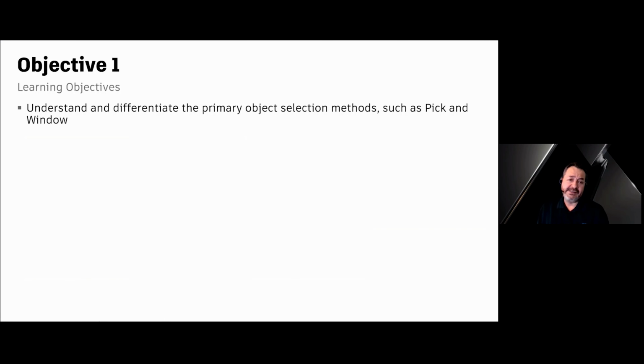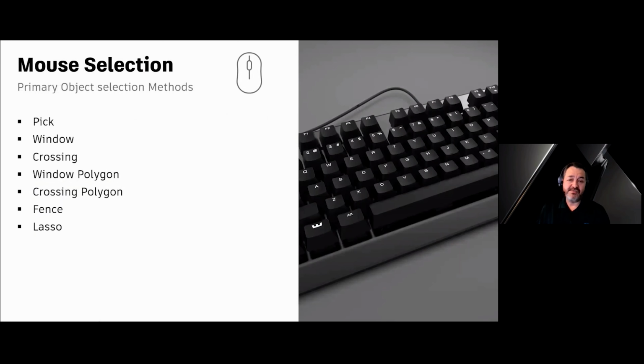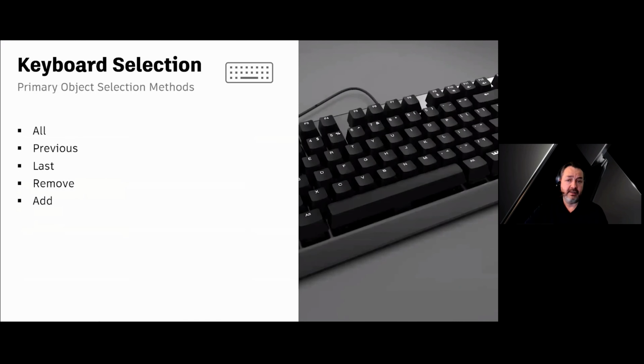First objective in today's class is to understand and differentiate the primary object selection methods. Now, this first group I call mouse methods because we use graphical tools to select and identify objects in our selection. We'll have a look at each of these in a moment. The keyboard selections are launched by keyboard entry at a selection prompt. Remove and add are selection modes that can be activated by using the mouse along with the left shift key.